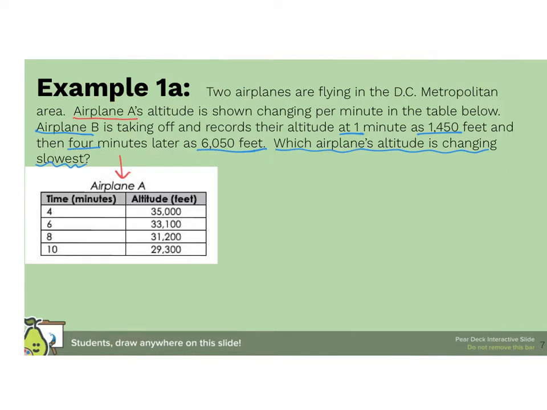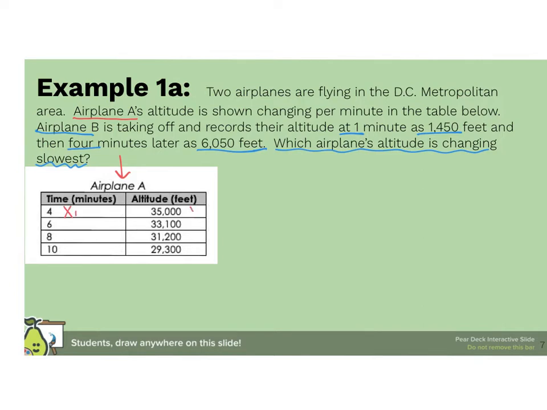So let's just go ahead and we're going to have to find the rates of change. That's how I figure out how the altitude is changing. It's going to be feet per minute. So let's start with airplane A. We've got a table here. You need to pick 2 points. I'll just pick the first 2.